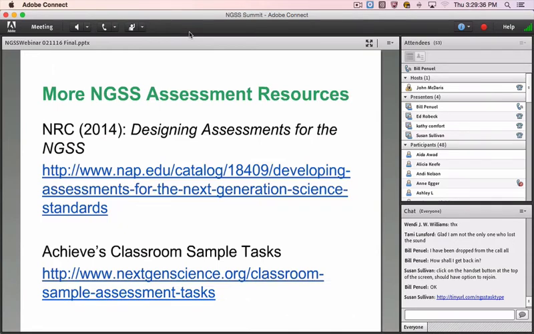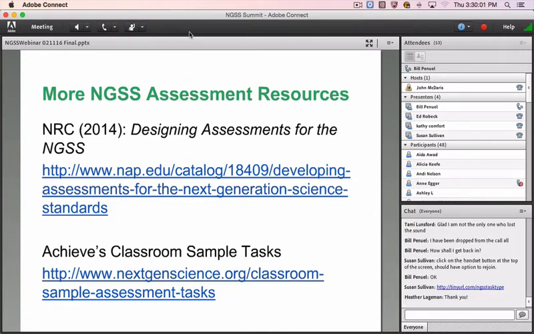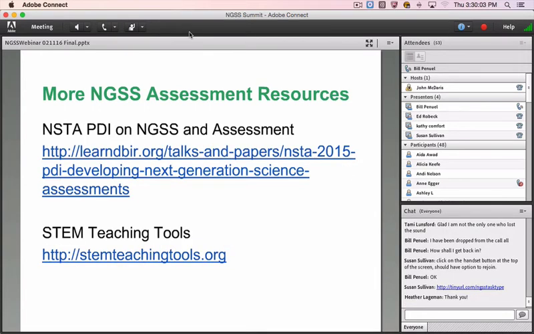And so there's just a couple more resources that I want to highlight that are available. The URLs for the Designing Assessments for the Next Generation Science Standards, that's the report that the committee wrote that I was on. And then Achieve has also developed a set of classroom sample tasks. Not all of these have been tested, I would emphasize. So use with caution. But I think they're a good set to begin to work with and adapt.